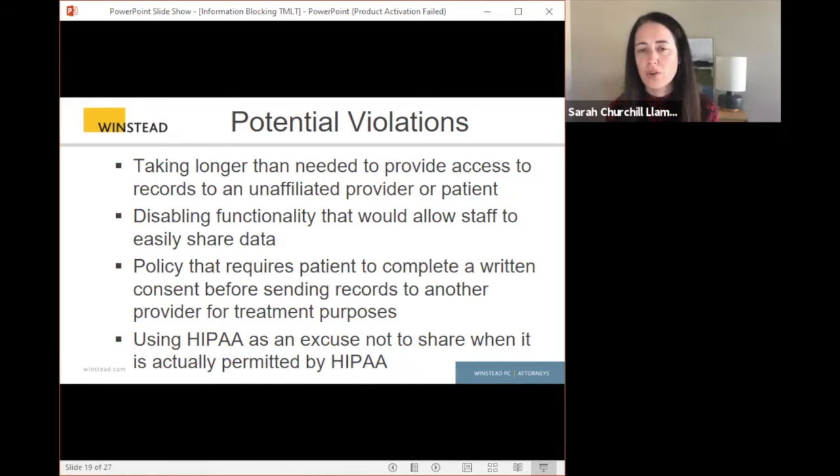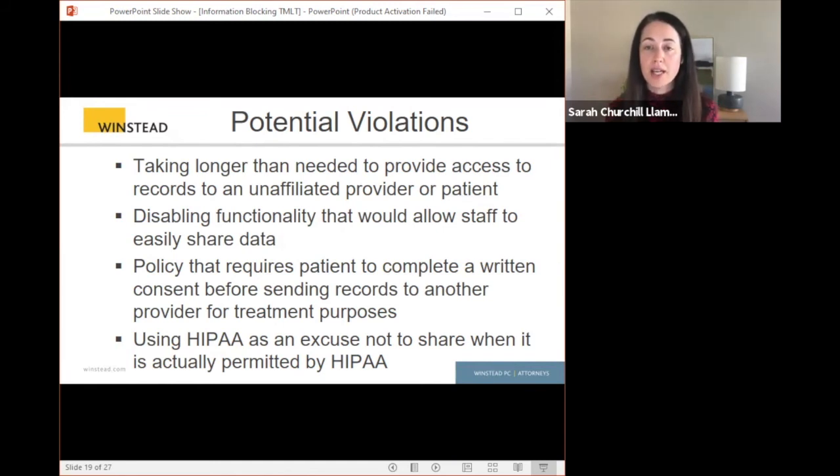If a provider or an EHR is disabling functionality that would allow staff to easily share data, that could be considered information blocking. If you have a policy that requires a patient to complete a written consent before sending records to another provider for treatment purposes, they have specifically stated that that could be seen as information blocking. And this is something I know a lot of people have in place. They want that HIPAA authorization form because it's kind of a get out of jail free card under HIPAA.